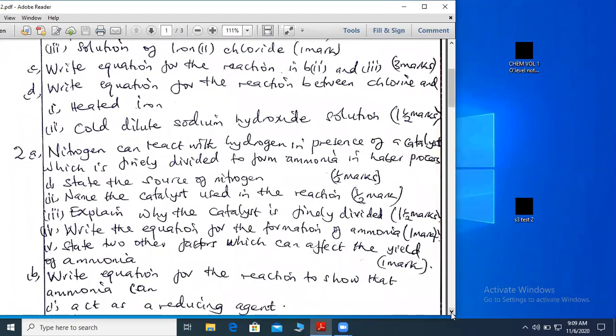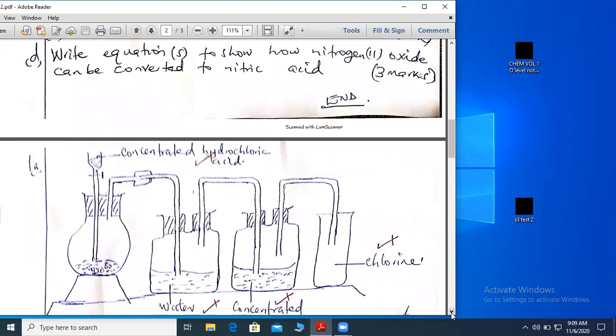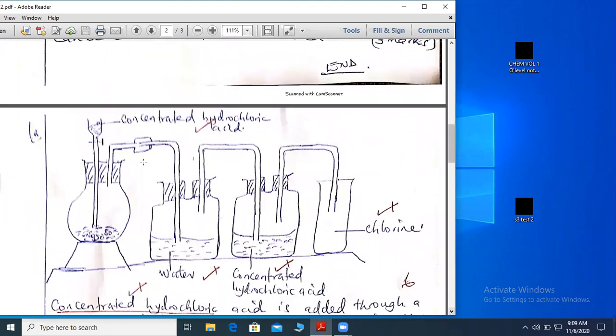I tried it. I drew the diagram, and this is what I came up with. The only difference, I talked about that very many times. The only difference when you use manganese 4 oxide is that for manganese 4 oxide you heat, whereas for potassium manganate you don't do what? You don't heat. For potassium manganate 7, there is no need for heating. The reaction takes place at room temperature. So this was our diagram.